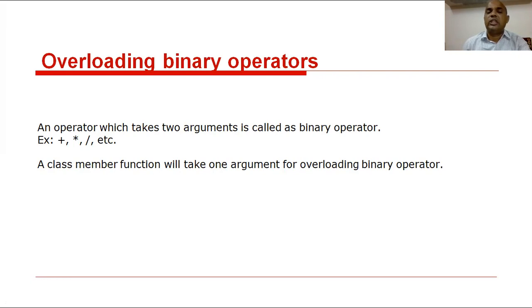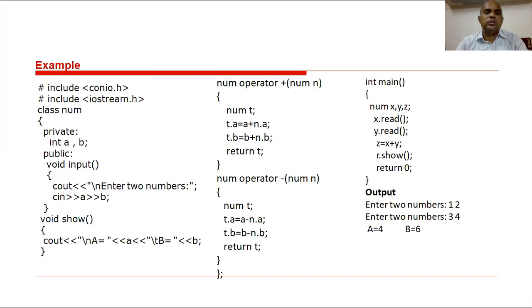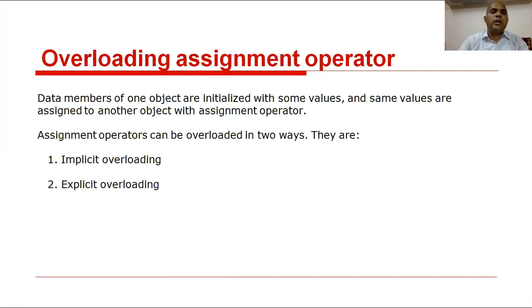What are the binary operators? Plus, asterisk, slash, etc. a plus b, a minus b, a asterisk b, a percent b, a slash b, a less than or equal to b, a less than b, etc. These are all binary operators. A binary operator takes 2 arguments: one operator and 2 arguments. Clear? Class member functions will take 1 argument for overloading binary operators. This is an example program for binary operators, that is the plus operator. Already we discussed the plus operator, which is a binary operator.